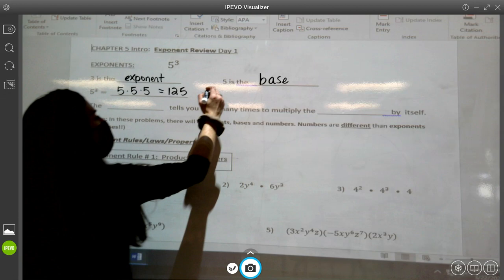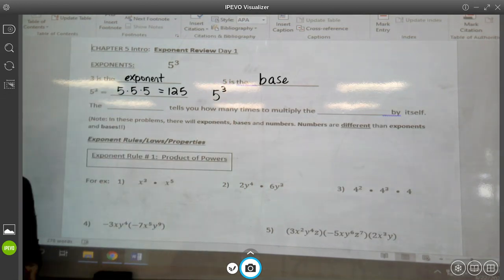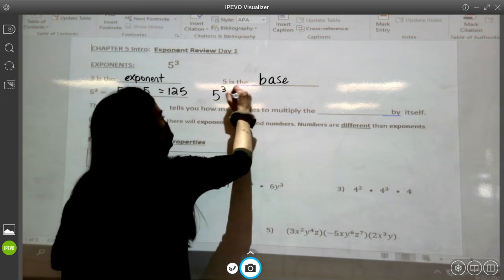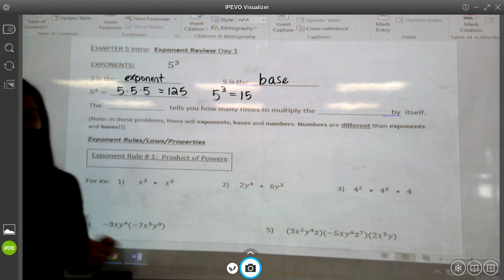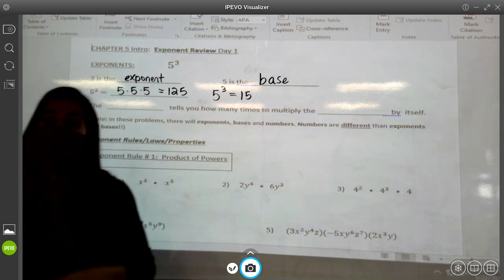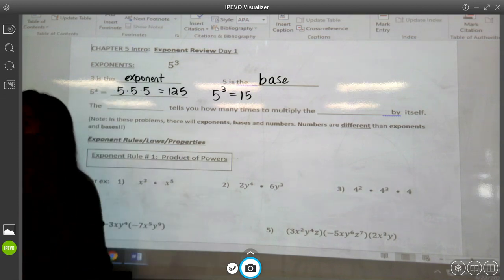Does anybody know what the biggest, most common wrong answer is to 5 to the third? 15. Every year, people want to say it's 15. And I don't understand it. I really don't. Because if you think this means 5 times 3, I don't know what math teacher you ever had that wrote 5 times 3 that way.